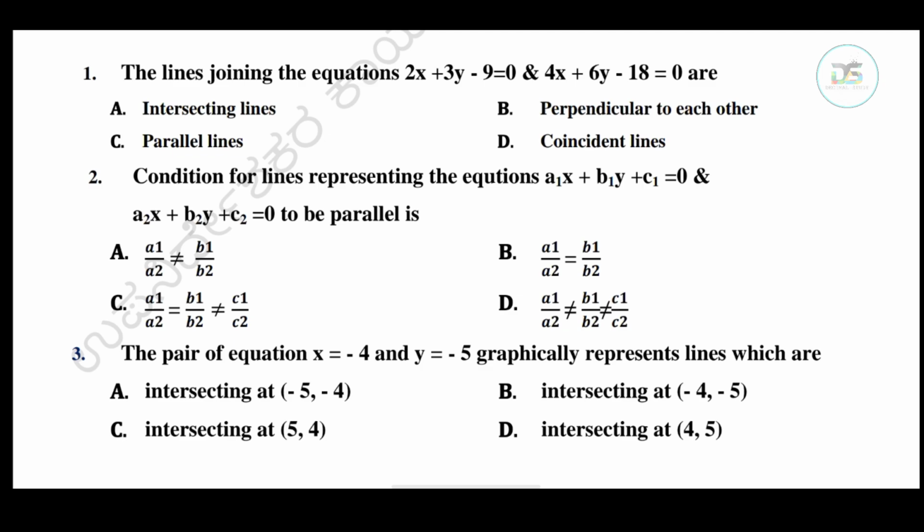As I told above, for parallel lines a1 divided by a2 is equals to b1 divided by b2 is not equal to c1 divided by c2. Here the right answer is option C. Next question. The pair of equations x is equals to minus 4 and y is equals to minus 5 graphically represents lines which are. Options are intersecting at minus 5 and minus 4, intersecting at minus 4 and minus 5, intersecting at 5, 4, intersecting at 4 and 5. Here the right answer is option B, intersecting at minus 4 and minus 5.